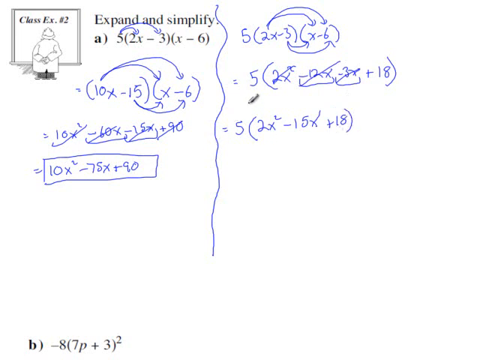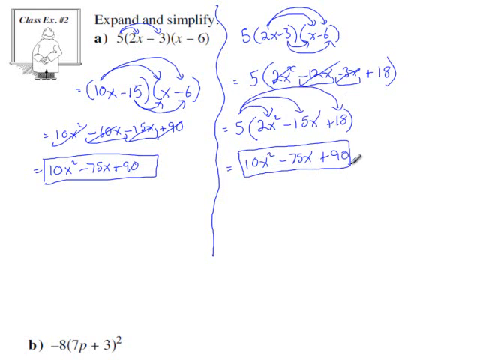Okay. Last step would be to multiply everything inside the brackets by 5. So 5 times 2x squared is 10x squared. 5 times negative 15x is negative 75x. And 5 times positive 18 is positive 90. So you'll get the same result each way, and it takes pretty much the same amount of time each way. It's up to you which version you prefer.